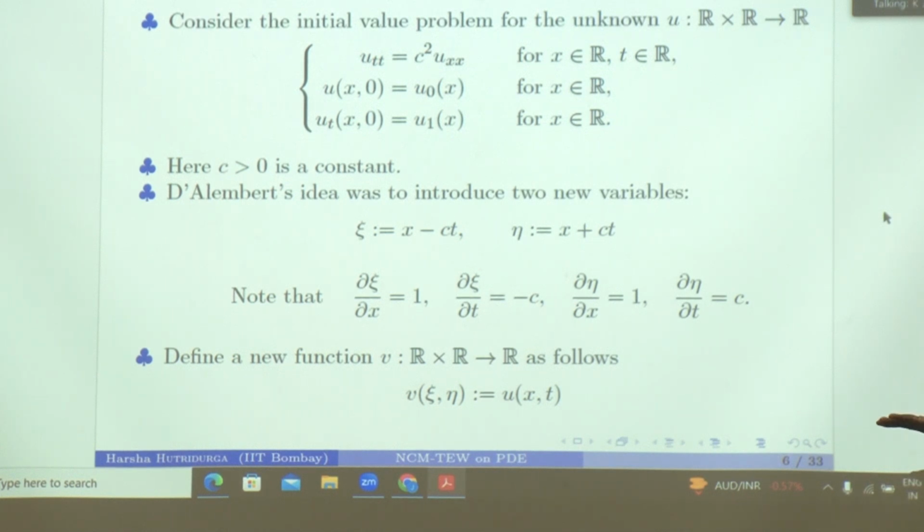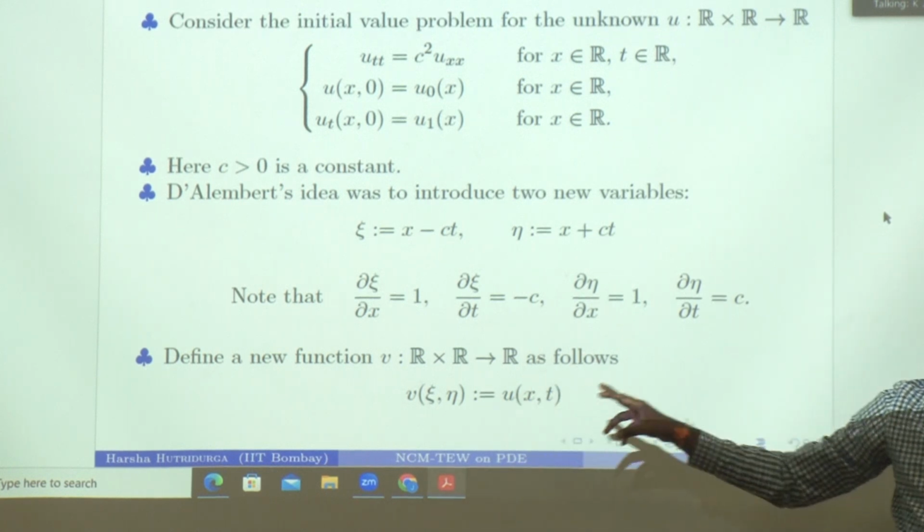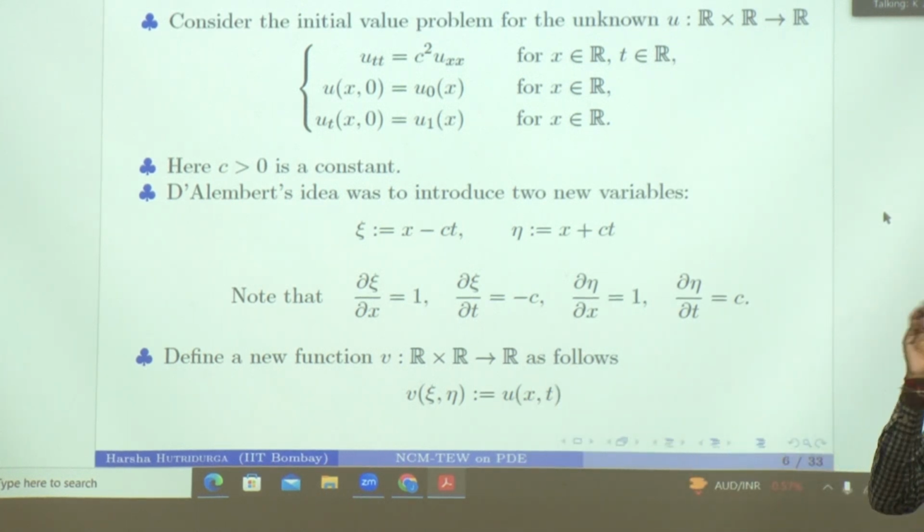The credit goes to D'Alembert because it turns out that the equation which v solves in the psi eta plane is very easy to integrate, and that's why this whole thing is very important. Okay, so I have given away the surprise, so let us try to do the computations now.